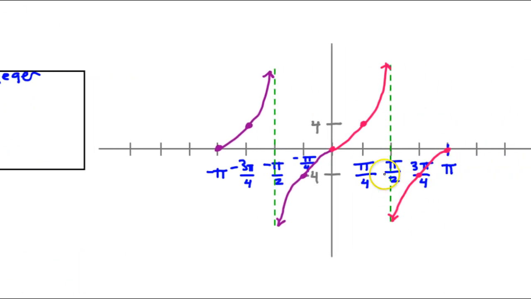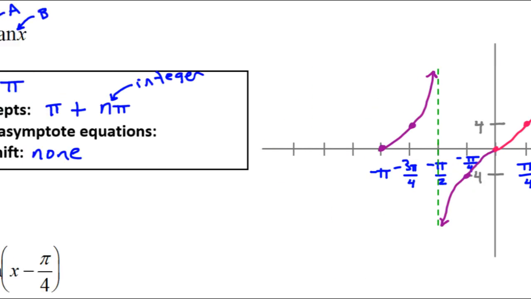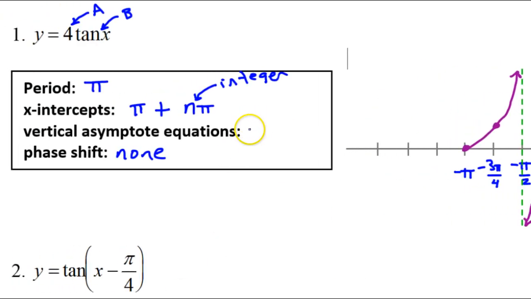All right, pick one vertical asymptote. So we have one here at pi over 2. So a vertical asymptote has the equation x equals pi over 2, but then we can say plus n pi.